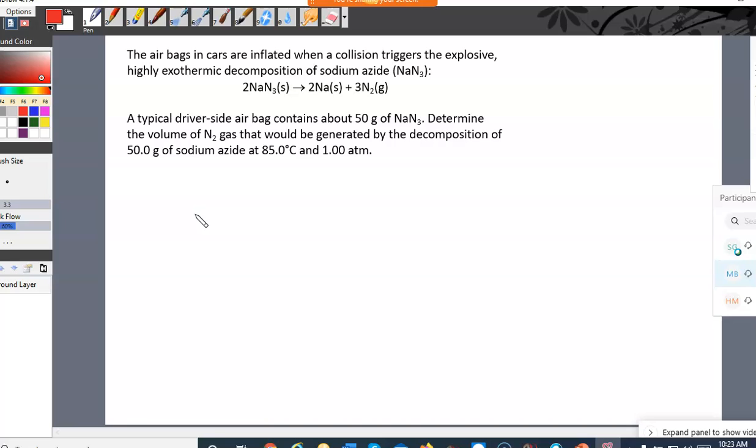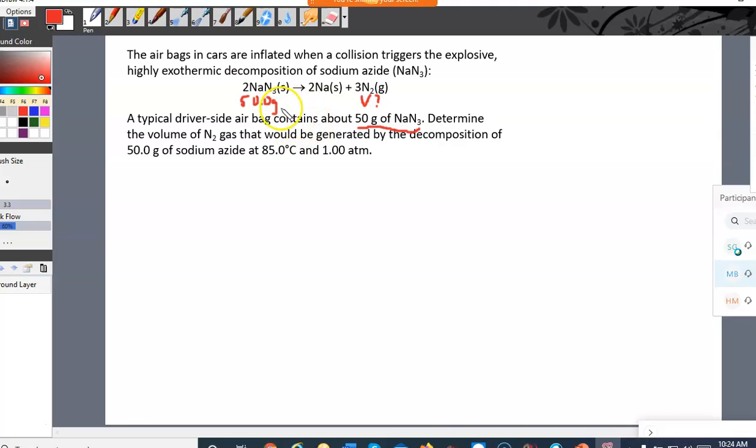Okay, so a typical driver side airbag contains 50 grams of sodium azide. All right, so I can obviously get to moles from there. So remember, you always got to get to moles. Determine the volume of nitrogen gas. So this is what I'm looking for. I'm looking for the volume of this that would be generated by decomposition of 50 grams of sodium azide. So I have 50 grams of sodium azide here.